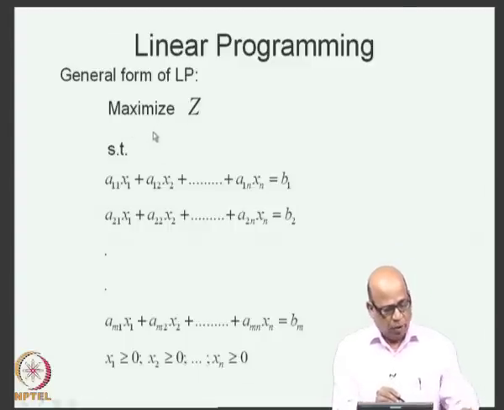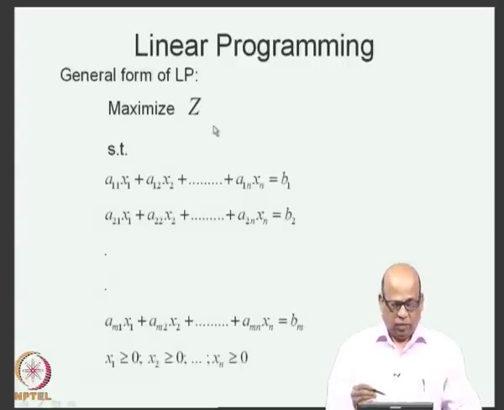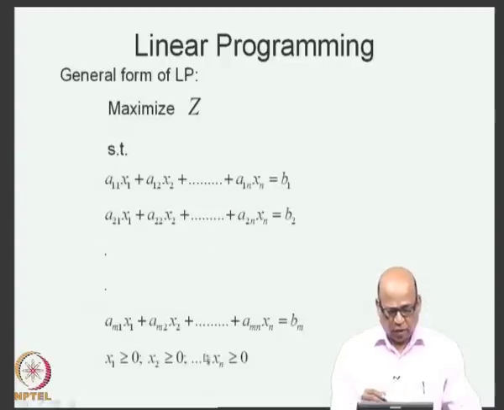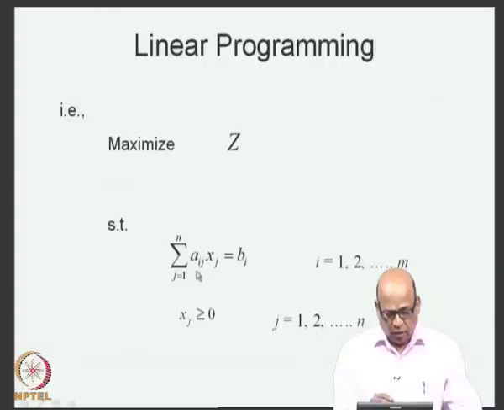Which means your objective function must be of the type maximization. So, we write this in a more compact form as maximize z subject to all this set of constraints. I will write it in the summation form. You have a_ij x_j is equal to b_i, which means the ith constraint I will write as summation j is equal to 1 to n. There are n number of variables, a_ij x_j is equal to b_i and i is equal to 1 to etcetera m.